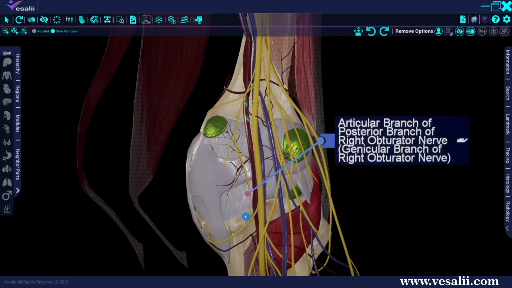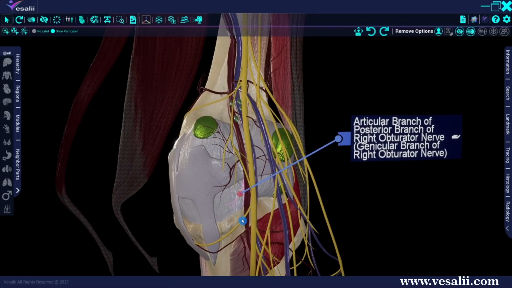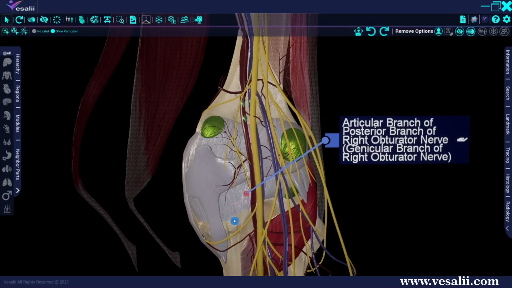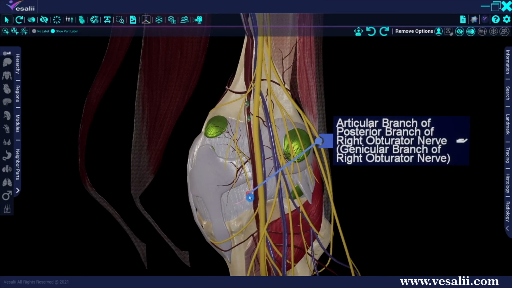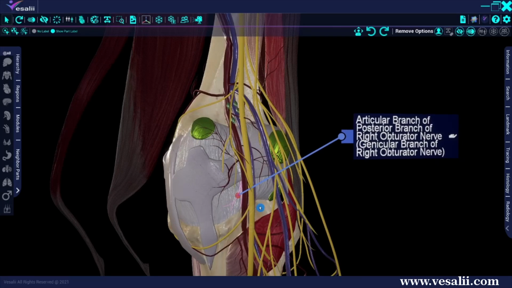The genicular branch of the obturator nerve originates from the posterior branch of the obturator nerve. It enters the popliteal fossa and slopes on the popliteal artery to the back of the knee. The genicular branch of the obturator nerve innervates the knee joint.